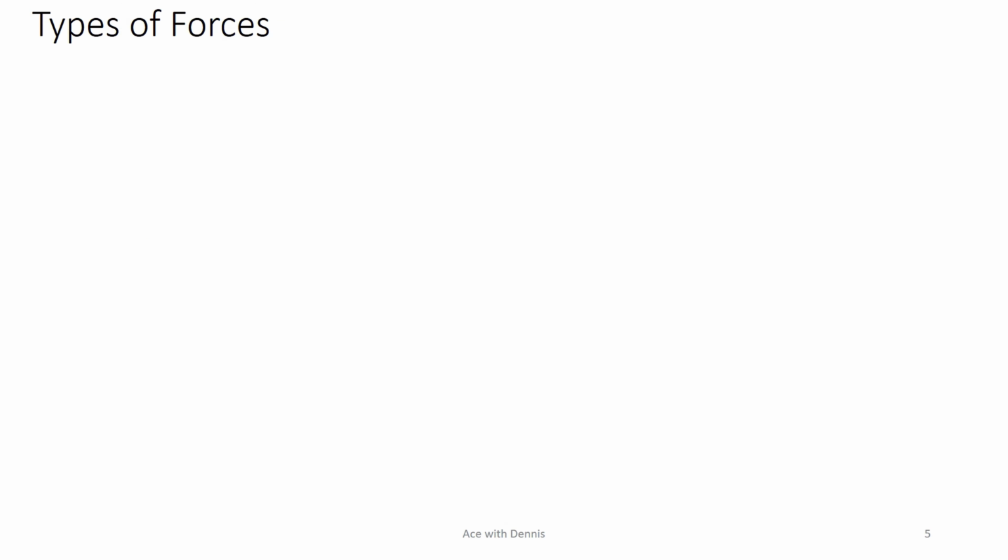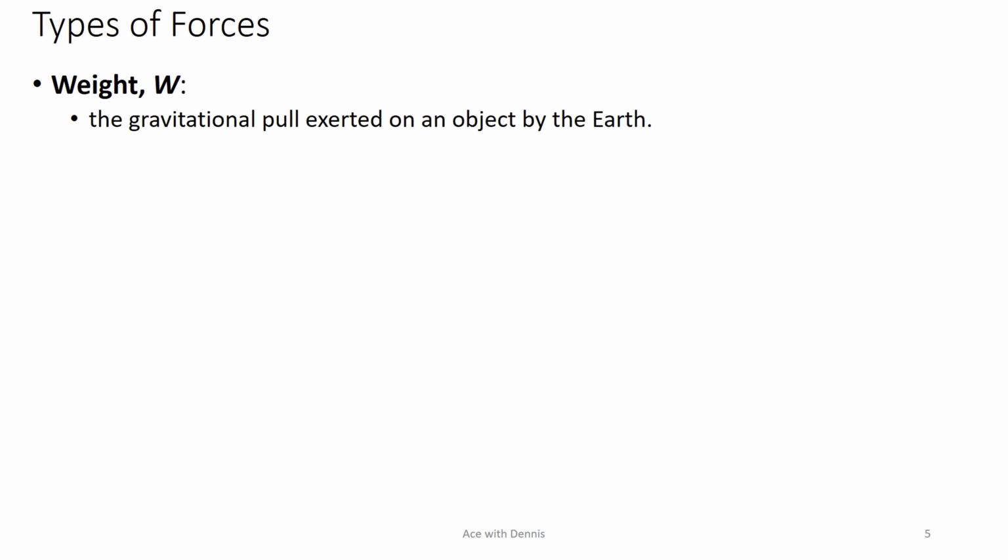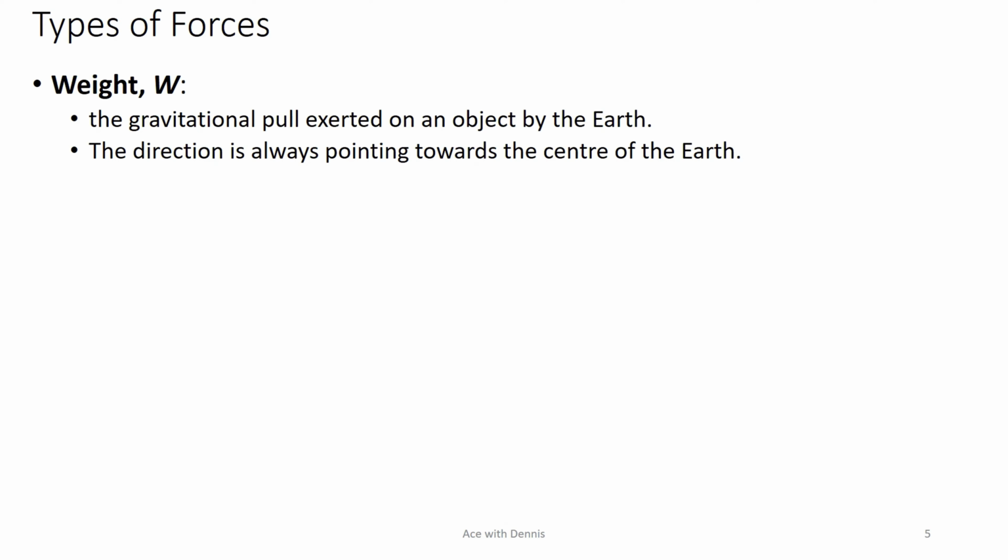There are many types of forces. Here we'll just discuss a few. The first one is the weight W. Weight is the gravitational pull exerted on an object by the Earth. The direction is always pointing towards the center of the Earth. Hence the formula W equals mg.